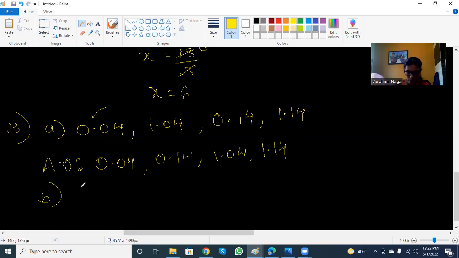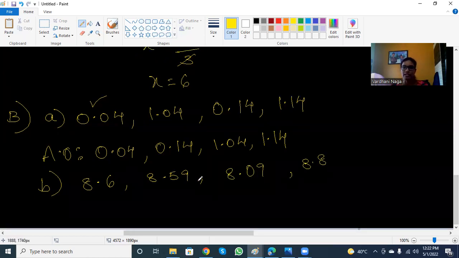Next, B bit: 8.6, 8.59, 8.09, 8.8. Here, these two numbers have two decimal places. These two numbers have one decimal place. So convert them into like decimals. Put 0 here, and put 0 here also.